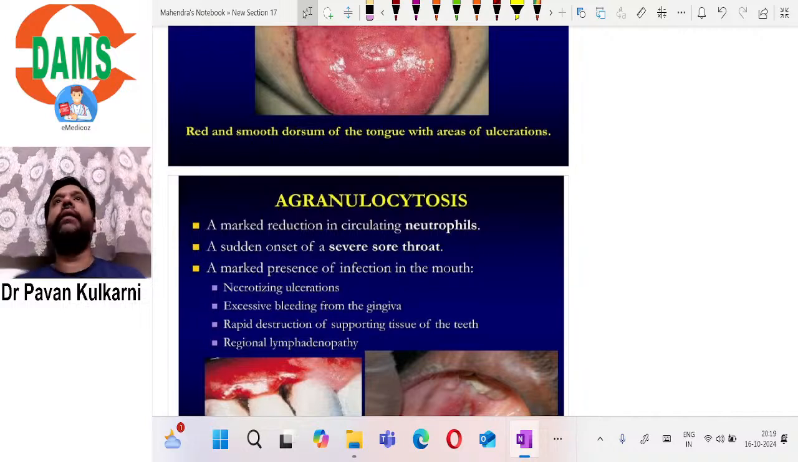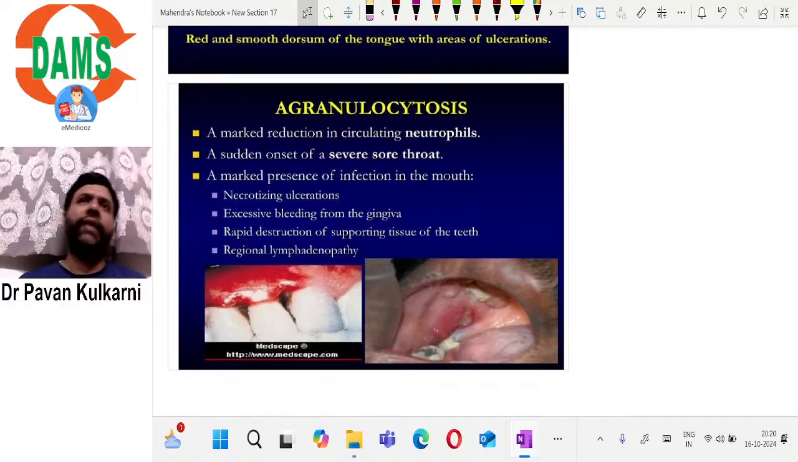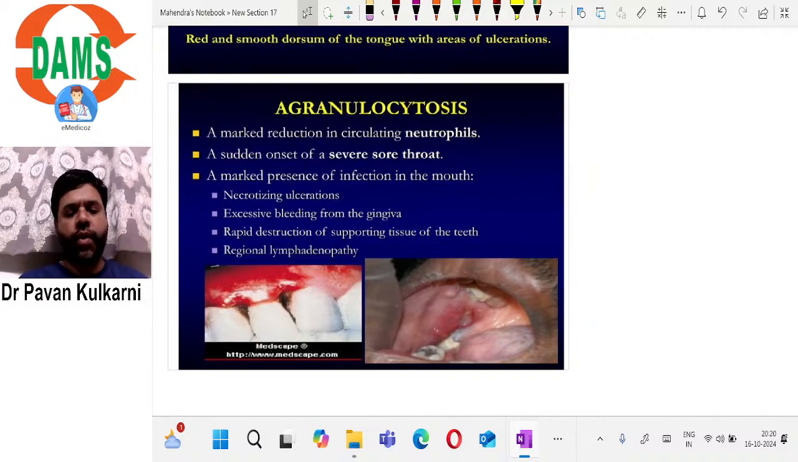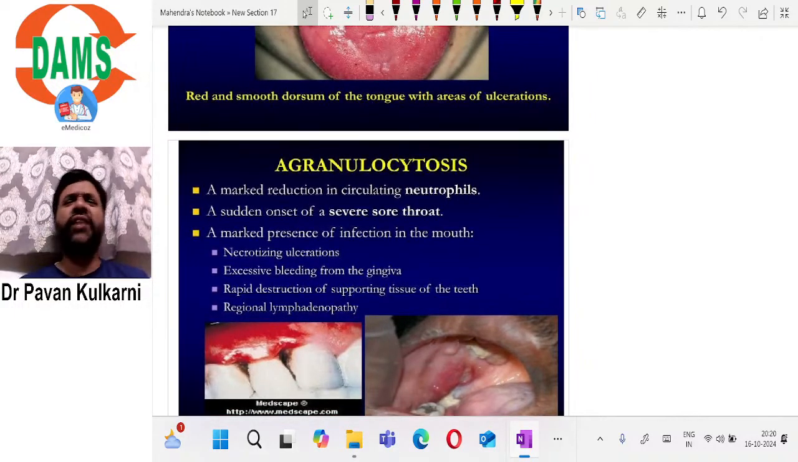Agranulocytosis: all of us know that granulocytes, particularly the neutrophils, are very important. Whenever there is agranulocytosis, particularly when circulating neutrophils are reduced, there will be necrotizing ulcers in the oral cavity. Ulcers are seen, but they are necrotizing ulcers. There will be excessive destruction of the supporting tissue, that is the periodontal tissue, and you will see regional lymphadenopathy.